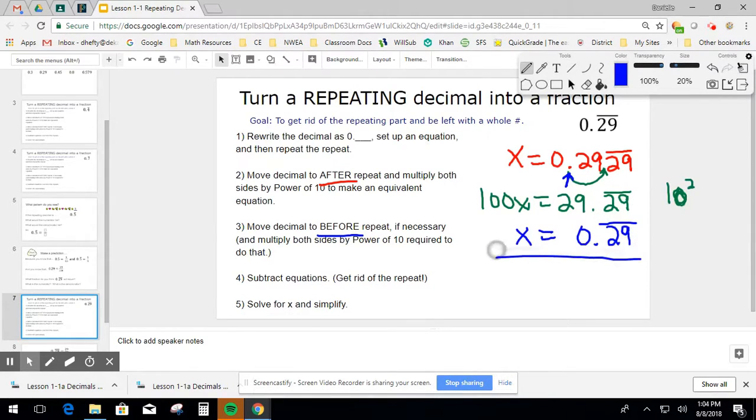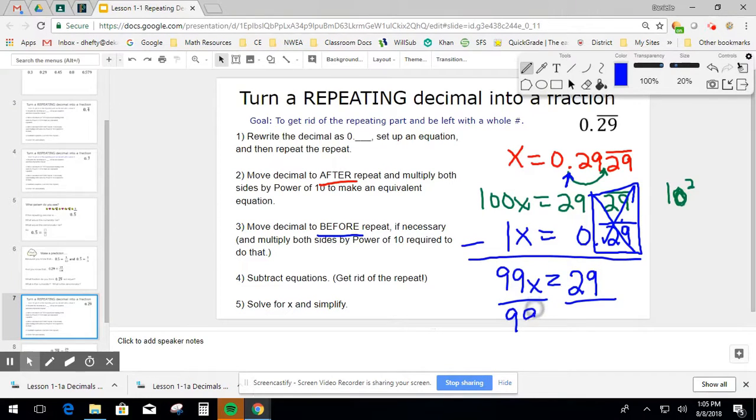0.29 repeating. Now we're going to subtract. Again, this is 1x, 100x minus 1x, 100 minus 1 is simply 99x. Did my decimals line up? Sure did. 29 hundredths minus 29 hundredths, repeating, by the way. And yes, they're both repeating, so they're the same. They cancel each other out. 29 minus 0, 29. Solving for x, we would need to divide both sides by the coefficient of x, which is 99. The 99s cancel each other out. That's actually 1. So we have 1x is equal to 29 over 99.